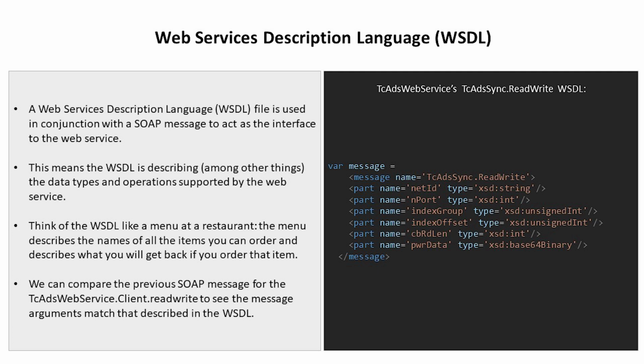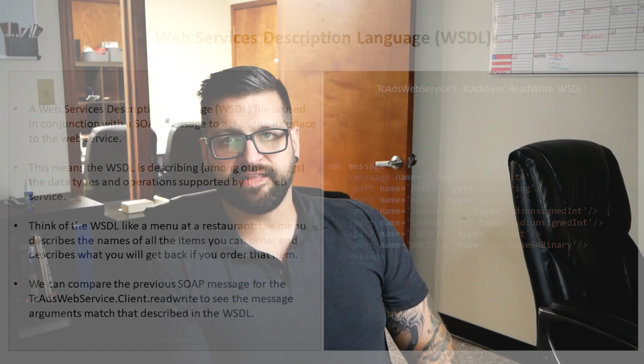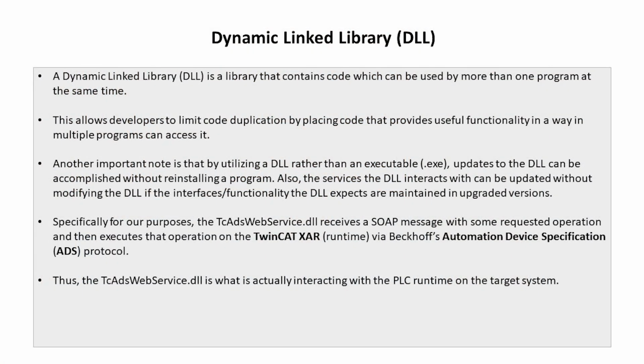And so we keep talking about DLLs, and what are DLLs? What is a dynamic links library? Okay, so a dynamic links library is a library that contains code which can be used by more than one program at the same time. Think about a DLL as just a library of functionality, written in some language, that provides methods and classes that you can use to result in some behavior.